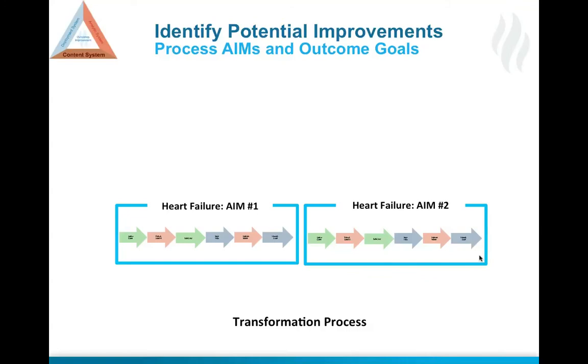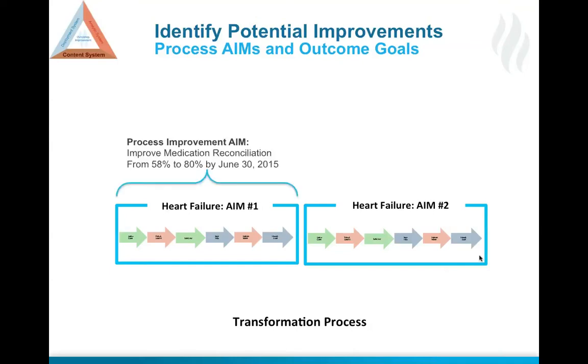The next component is deciding which of those storm clouds on that process map are the most important to work on first. So if we select heart failure as the area we're working on, one improvement aim might be to improve medication reconciliation. And we want to set specific goals and targets around improving that. So let's say we're currently at 58% compliance to our medication reconciliation standards. We may want to get that to 80% by a specific date.